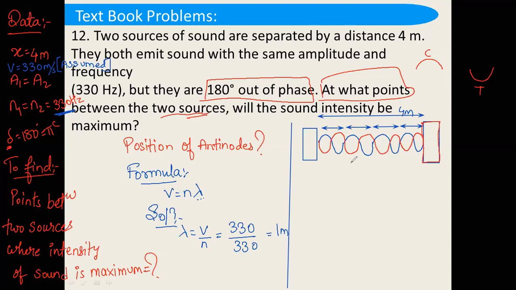Such that it is forming what? It is forming stationary waves. Okay, so suppose this is the center line.